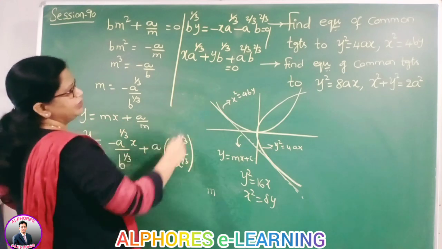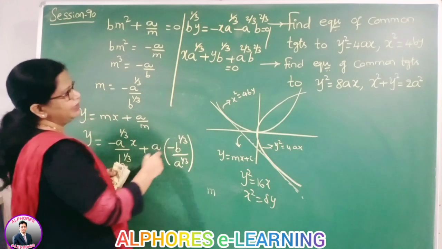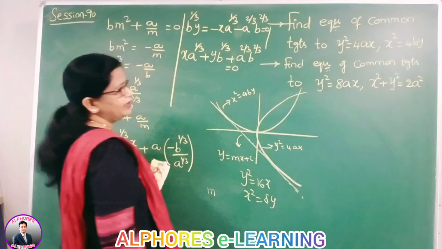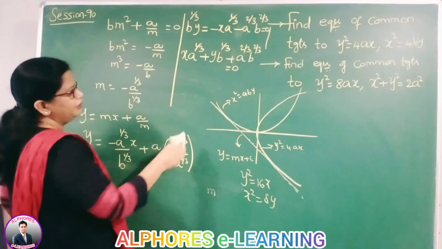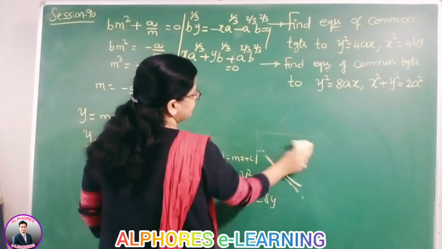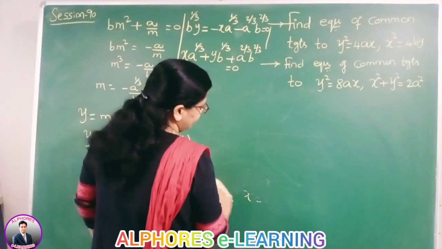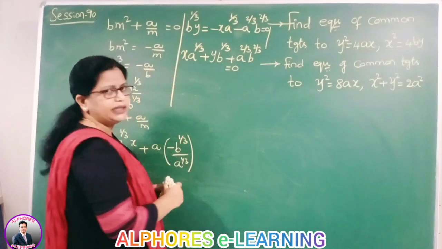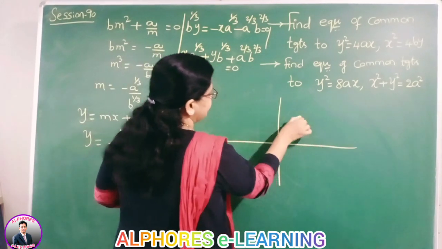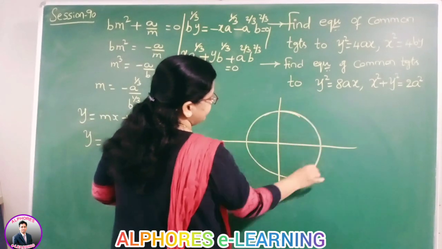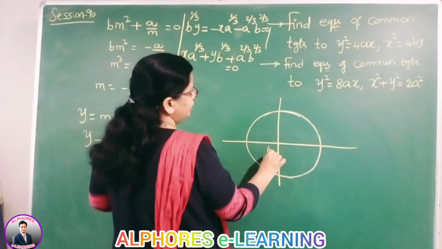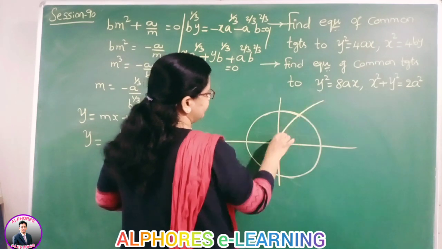Now let us observe the second problem. Here both were parabolas, whereas here one is a parabola and the other one is a circle. Okay, so what is the equation of the circle? x square plus y square is 2a square. That means the center of the circle is nothing but the origin. Like this, here we are considering the circle, and the other one is a parabola whose vertex is again the origin. So now this is our parabola.